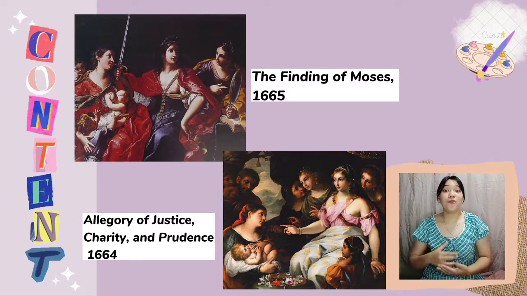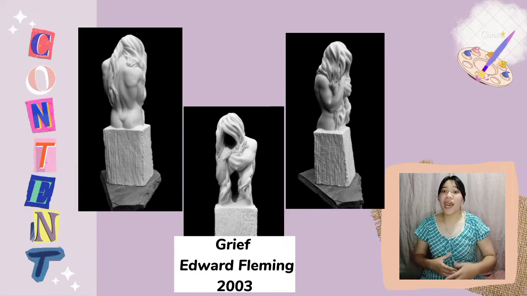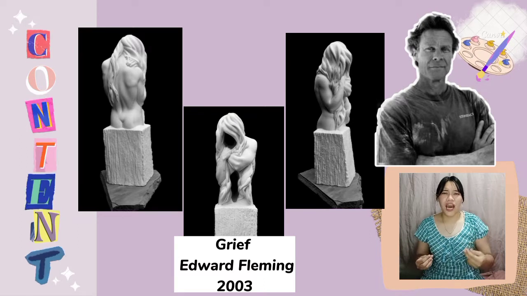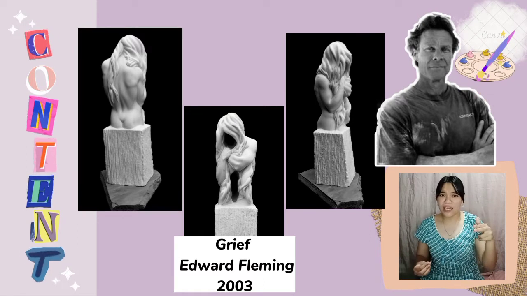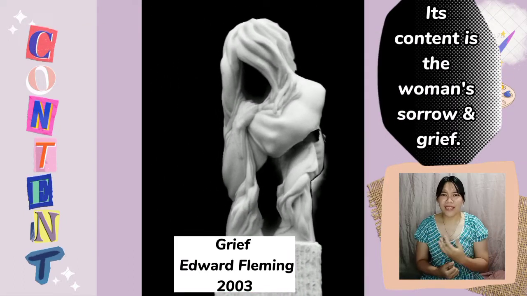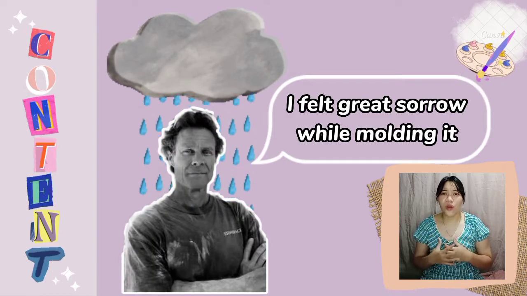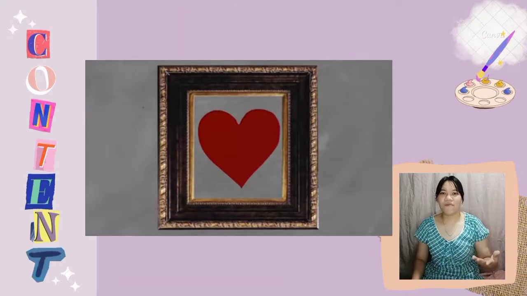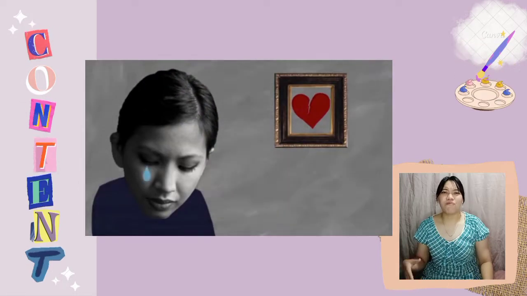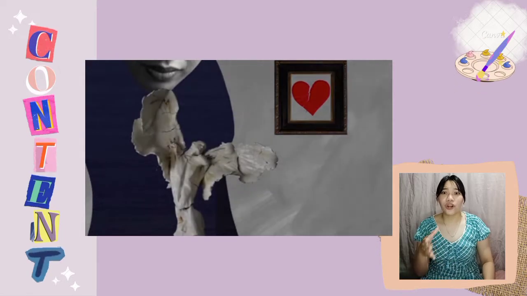Okay, let me give you another example. How about this? The marble stone bronze sculpture by Edward Fleming in the year 2003, titled The Grief. At first glance, we can say that its content is all about the woman's sorrow, the process of grieving, the lamentations, I guess. The artist stated that he felt great sorrow while molding it. Just see how strong emotion can create marvelous art, and how an artist can depict his or her given message in the art.